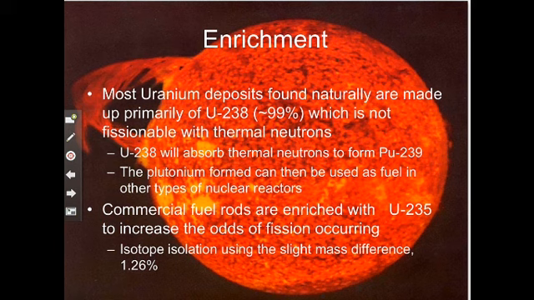And so you have primarily still the uranium-238, but then you also have it enriched with, or you have added to it, uranium-235, which helps to increase the odds of fission occurring. And it's a little bit different in mass, as we know, but that's okay.